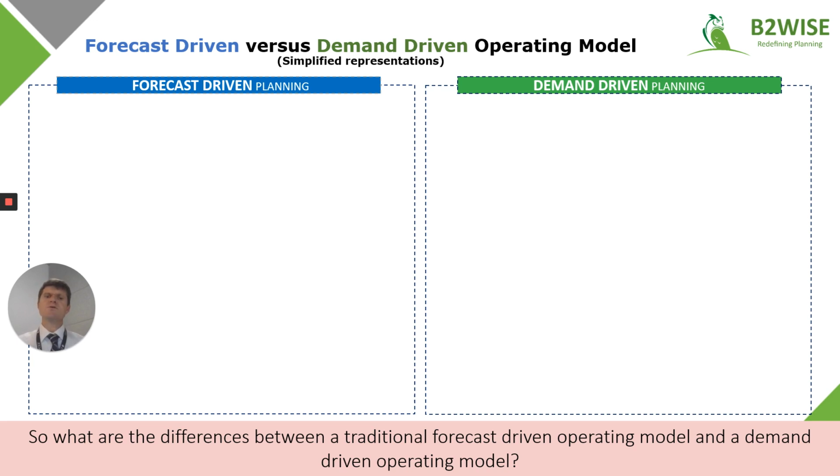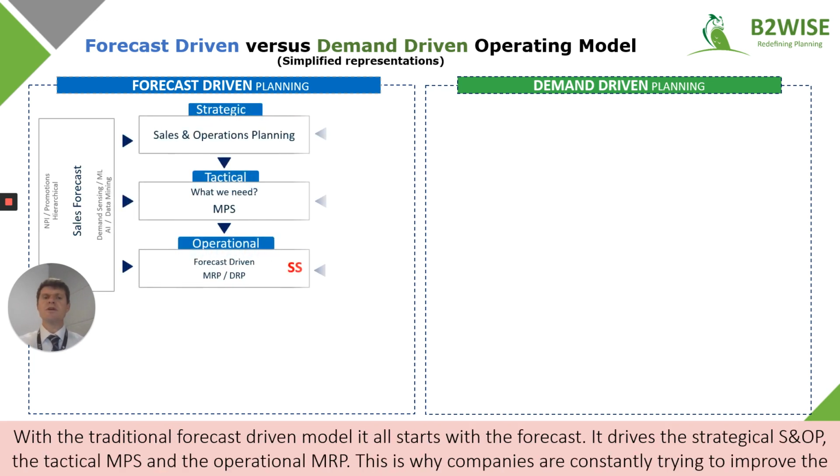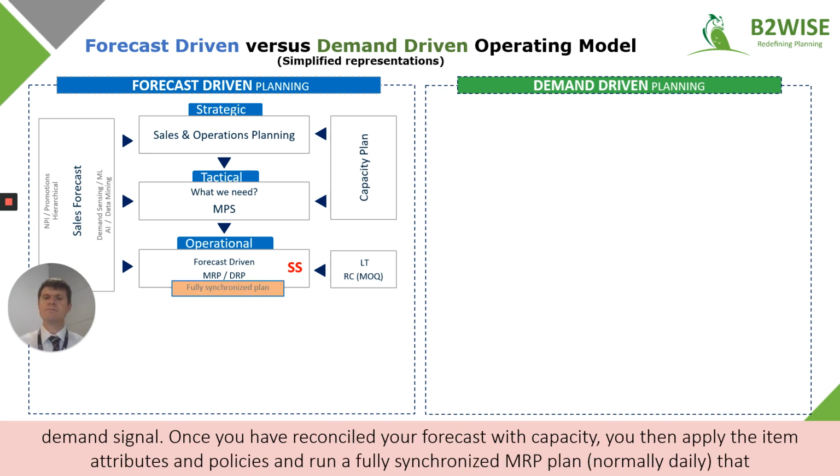So what are the differences between a traditional forecast-driven operating model and a demand-driven operating model? With the traditional forecast-driven model, it all starts with the forecast. It's the forecast that drives the strategic S&OP, the tactical MPS, and the operational MRP. This is why companies are constantly trying to improve the demand signal.